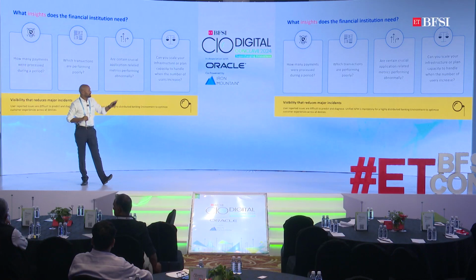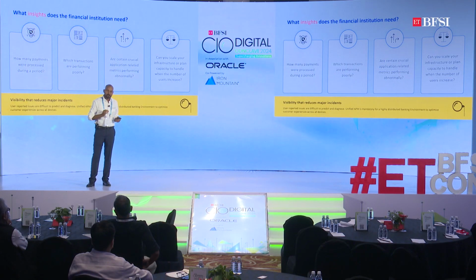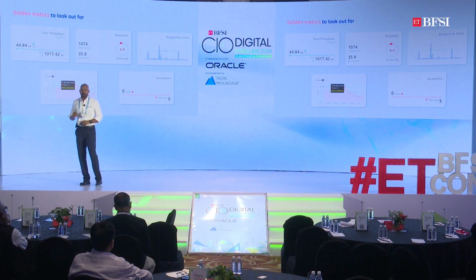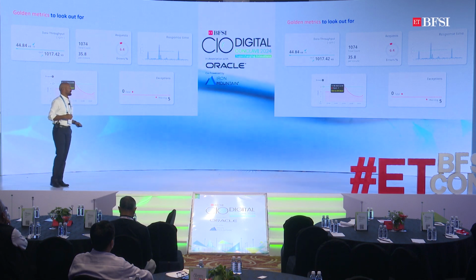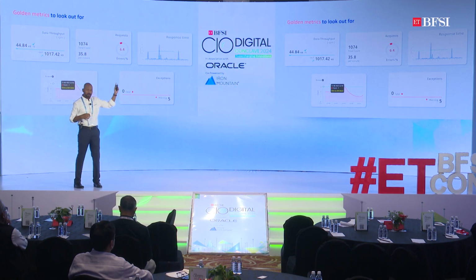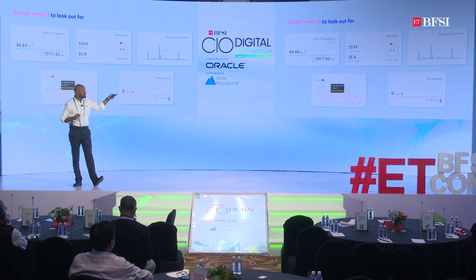We also have to monitor certain crucial application-related metrics. Which metrics have to be monitored? When I say metrics, there are some golden metrics as well. These are the golden metrics I have to understand: what is the throughput, how many requests are happening, what is the response time per transaction, and what are the errors and discards happening. I have to have these metrics in my eyes all the time.